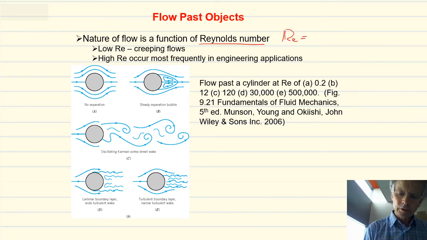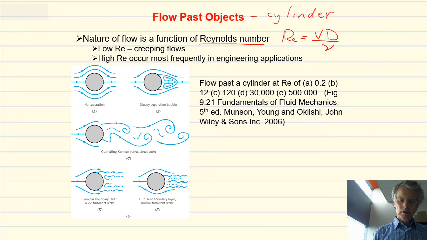So the Reynolds number is the velocity times the diameter of the cylinder divided by the kinematic viscosity. Okay, so if we have a very small Reynolds number, and by small I mean in this case equal to 0.2, that's an extremely small Reynolds number, the flow pattern looks like what is illustrated here in figure A. There's no separation of the flow, right? A fluid particle that's close to the boundary just sort of flows over and carries on the downstream side.